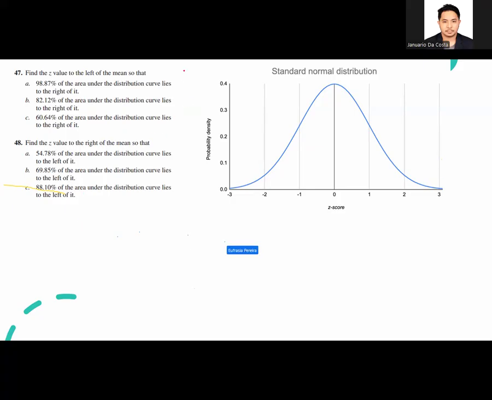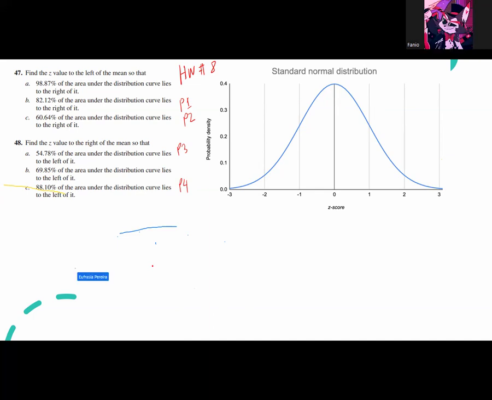All right, so homework number 8, yeah. Homework number 8. Problem 1, problem 2, problem 3, problem 4. All right, 48 says we want to find the z value to the right of the mean. Z value to the right of the mean.